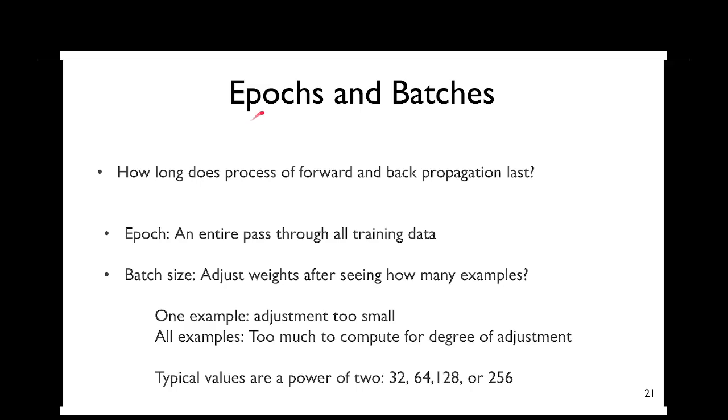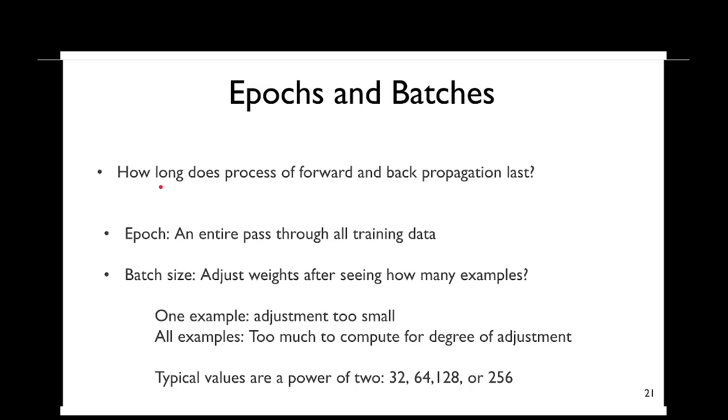Another concept are epochs and batches. The question is, how long does the process of forward and backward propagation actually last? And that is important. Neural networks are there to be trained, so they're meant to be learning. That means we must have training data. In order to assess how good the neural network is, we also have test data. These should always be strictly separated, because if training data and test data get mixed, we just learn by heart.